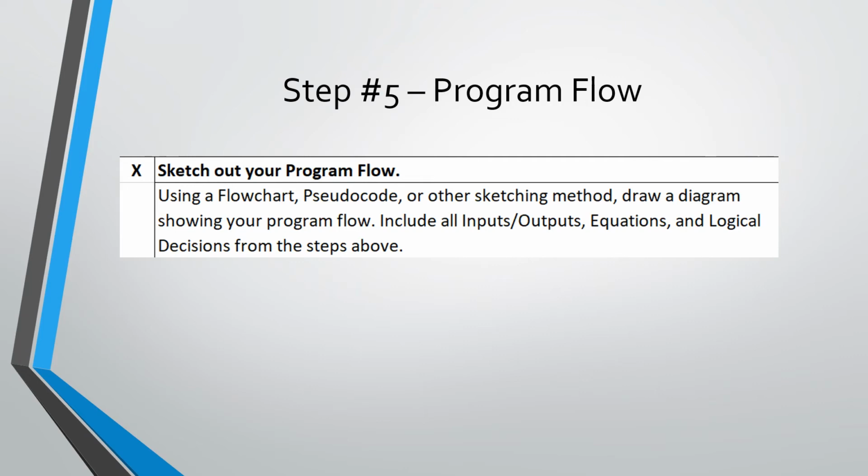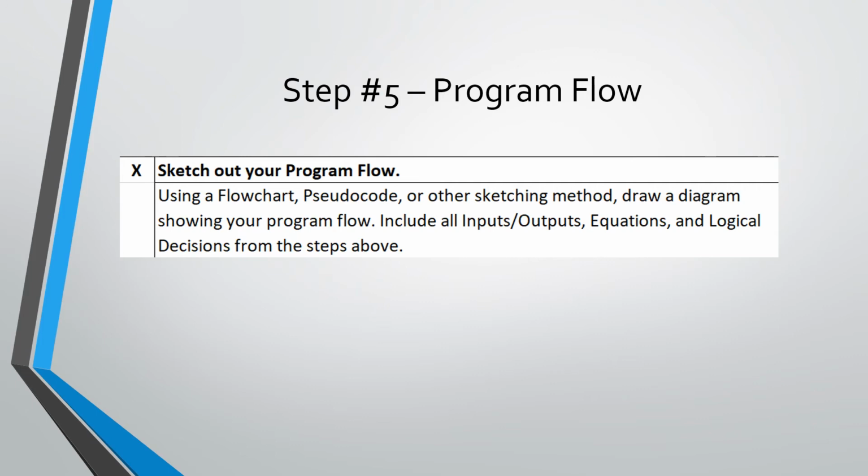Step 5, program flow. So there's 2 ways that you can do program flow. You can use a flowchart. That's kind of your graphical way of showing program flow, or you can use pseudocode. Essentially, that's writing out the steps that you expect your program to take in English, right? And then you take those steps and you convert them to code.